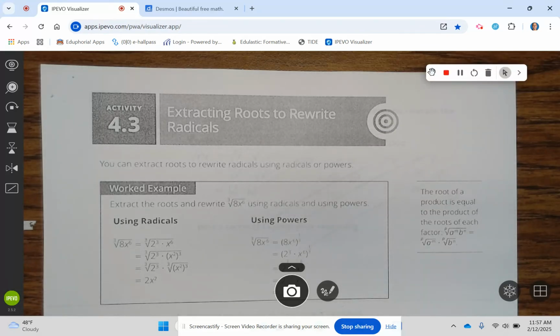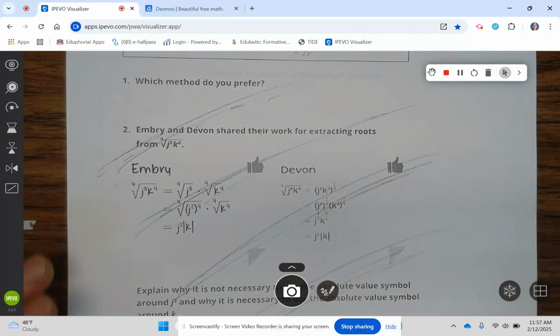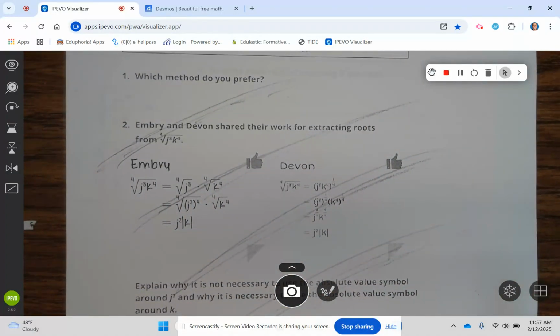Test 4.3, extracting roots to rewrite radicals. You can extract roots to rewrite radicals using radicals of powers. All right, go ahead and look over the worked example. Go ahead and mark out 1 and 2. Let's take a look at the next page.